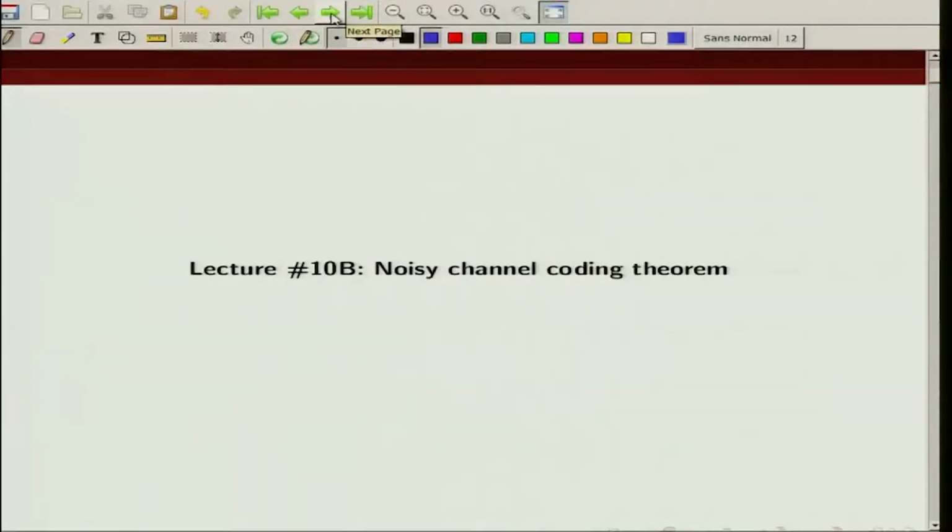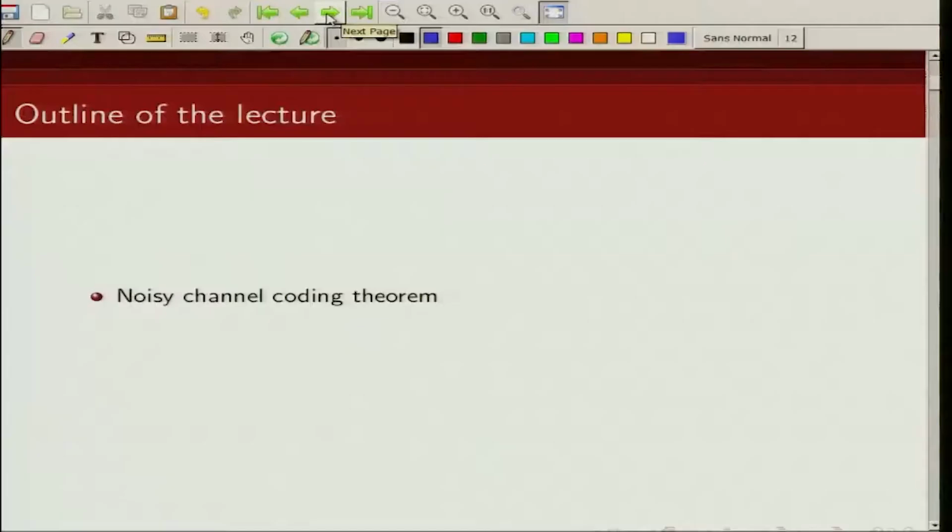Welcome to the course on an introduction to information theory. In this lecture, we are going to talk about Shannon's noisy channel coding theorem. We are going to prove the achievability part of the result, and we are also going to prove the converse of this theorem. In the last lecture, we have already built up the background to prove our noisy channel coding theorem.